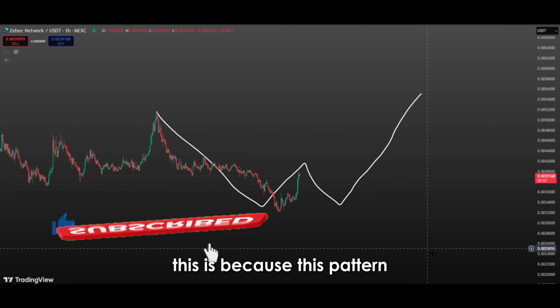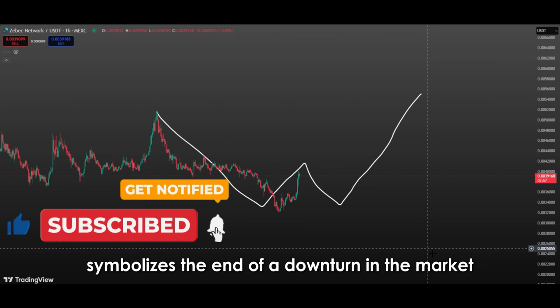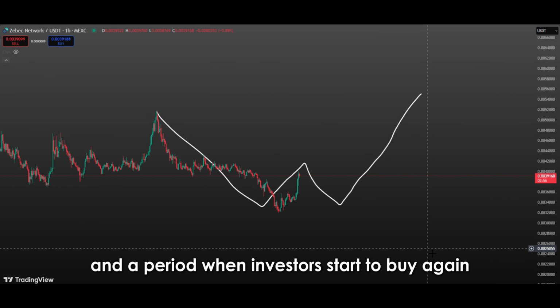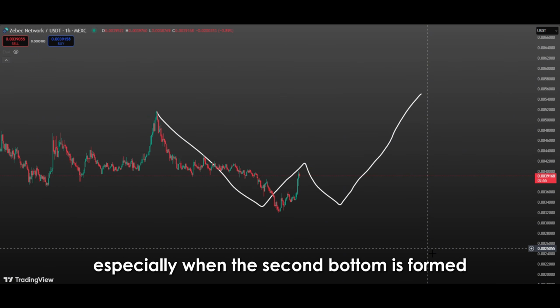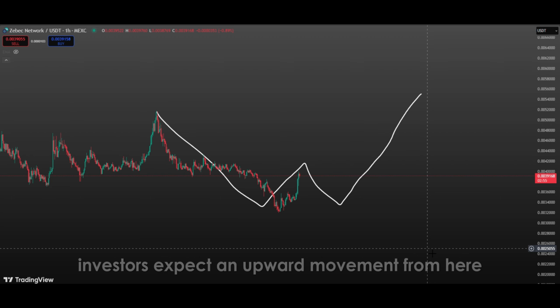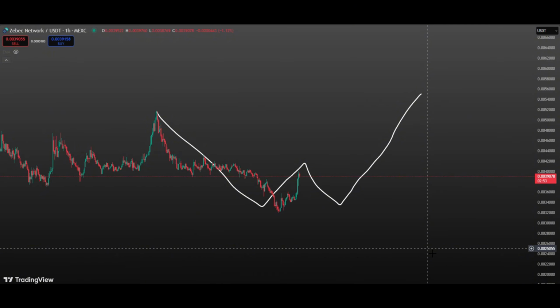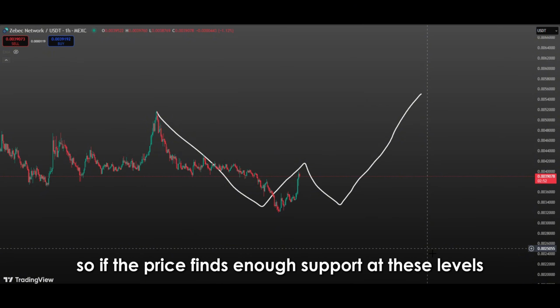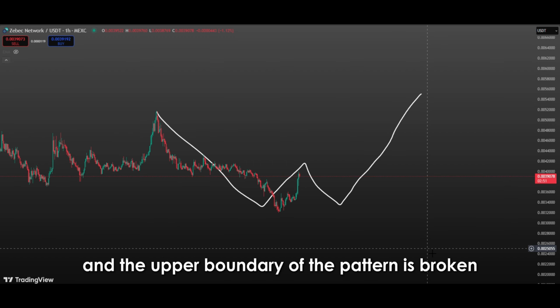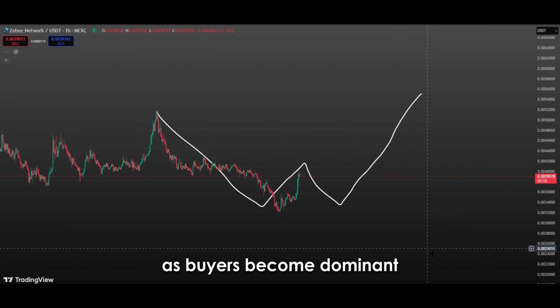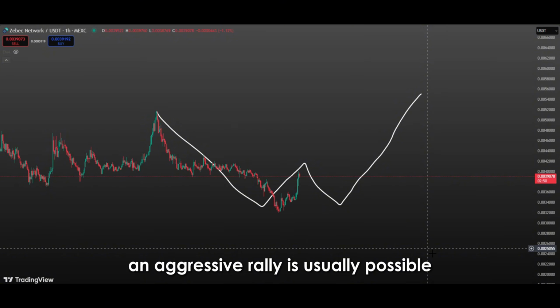This is because this pattern symbolizes the end of a downturn in the market and a period when investors start to buy again. Especially when the second bottom is formed, investors expect an upward movement from here. And if this expectation is supported by volume, a strong uptrend begins. So if the price finds enough support at these levels, and the upper boundary of the pattern is broken as buyers become dominant, an aggressive rally is usually possible.